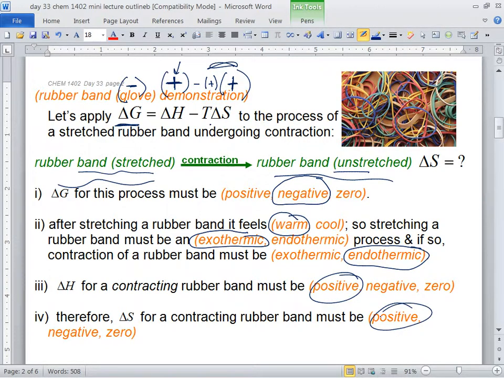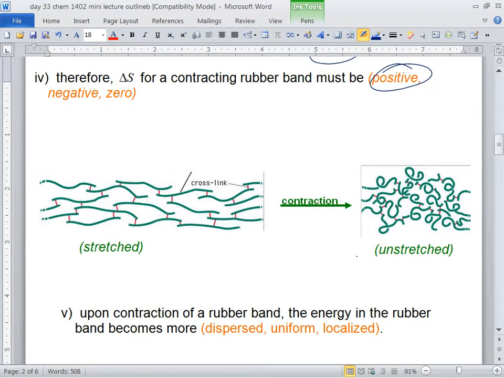So that means in this process, energy is getting what? Dispersed, spread out. Well, this is what they're trying to say. Where's the energy at? It's these little crosslinks, these little interactions between the rubber molecules, right? Here they're more ordered, more in line with one another. Now they're just random all over the place, these interactions, right?